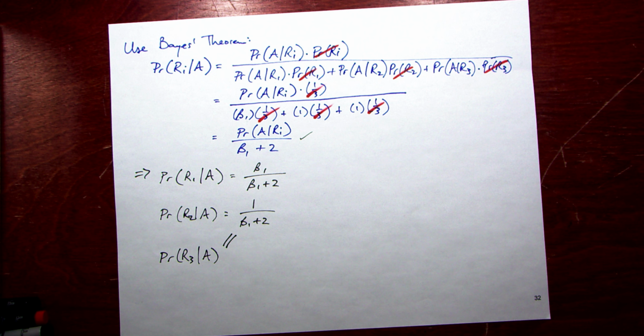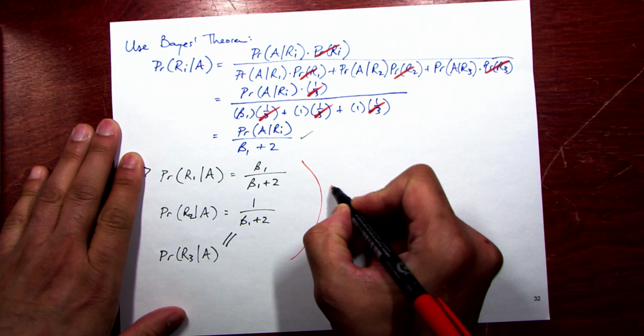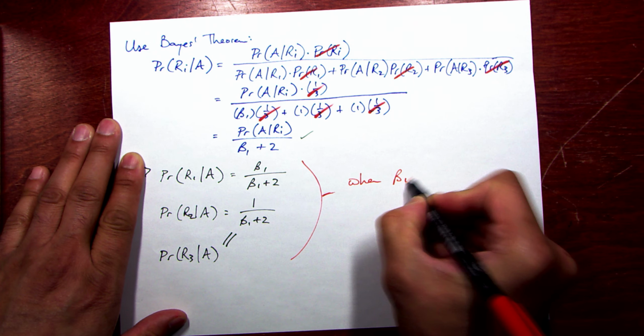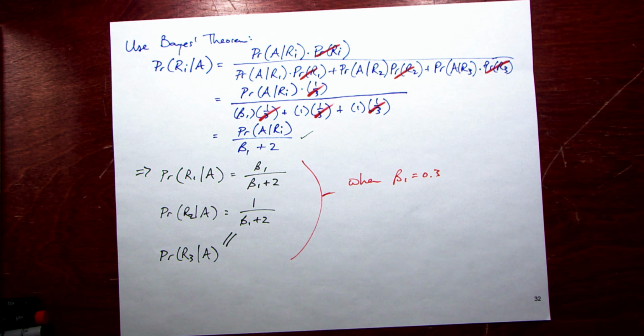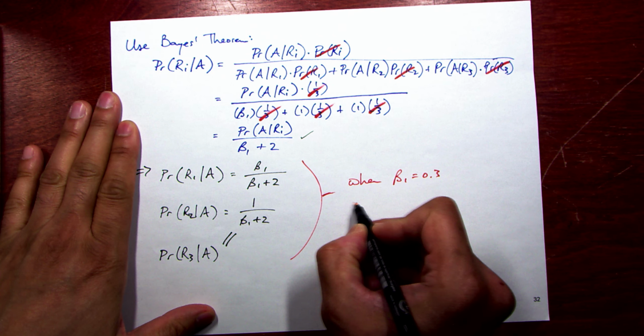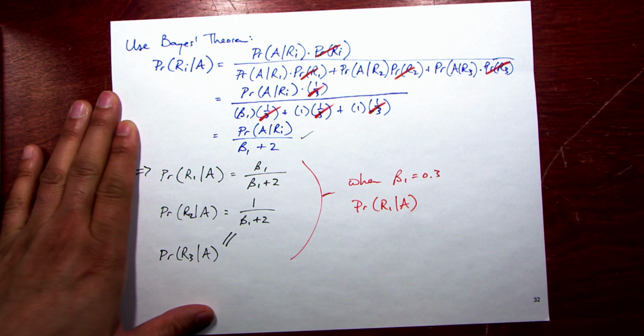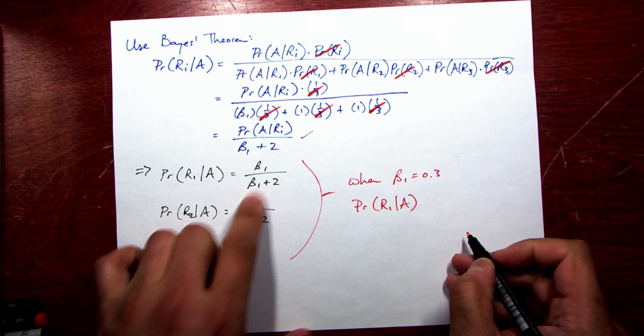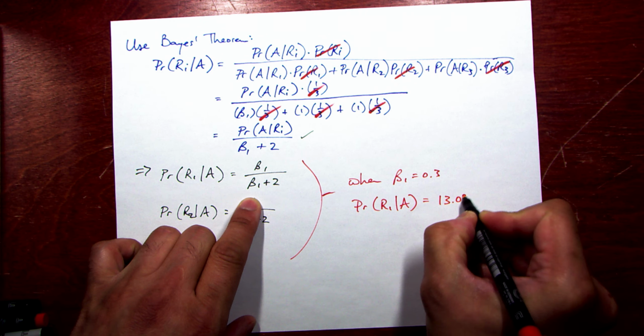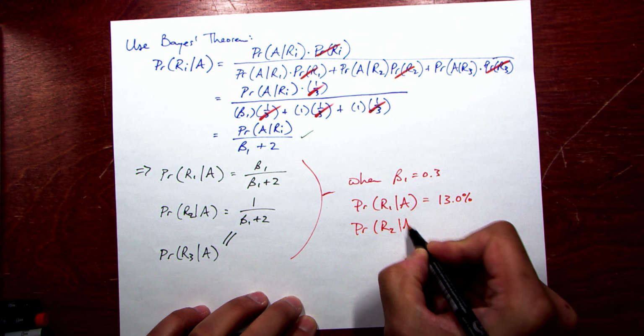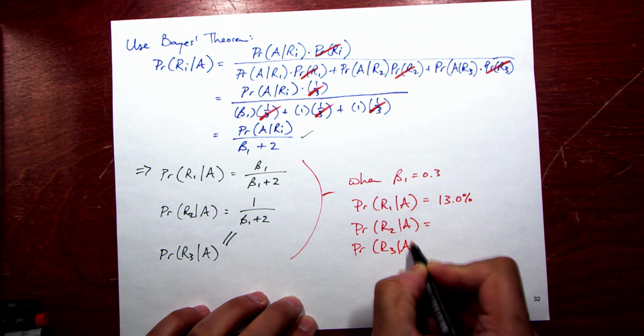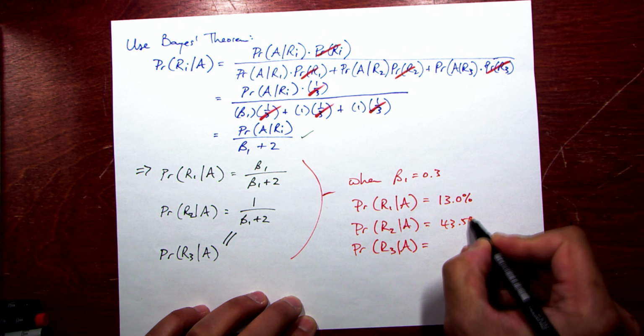Okay, so what does it all mean? Well, let's try some numbers, just to give us a sense of what's happening. Let's try beta 1 is 0.3. That means that with 30% probability, if the plane is in region 1, you're going to miss it. You're going to fail to find it. So the probability of R1 given A is 0.3 divided by 2.3, which is 13%. And the probability of R2 given A and the probability of R3 given A are the same. They're around 43.5%.